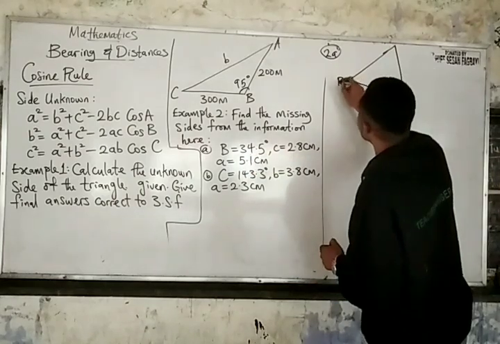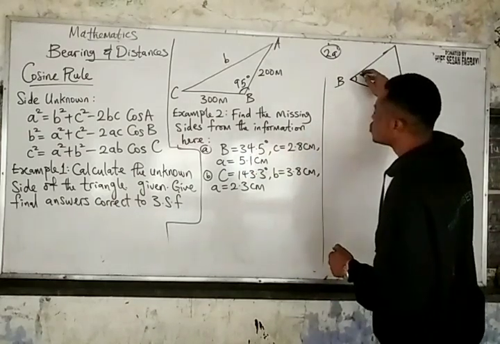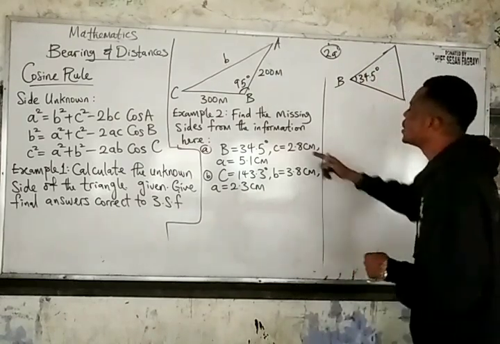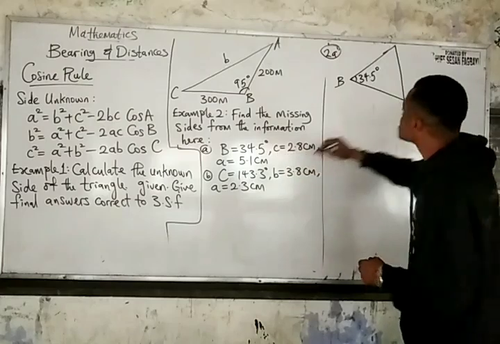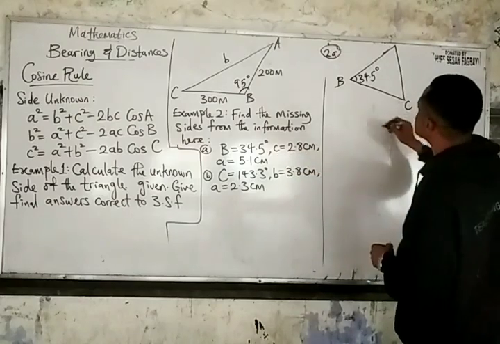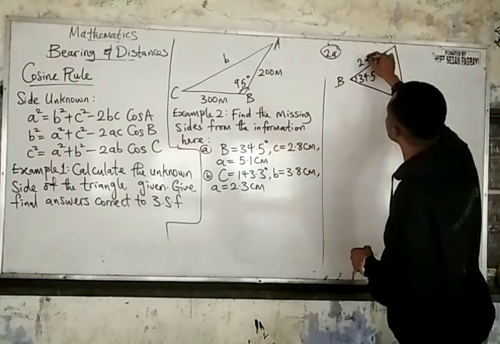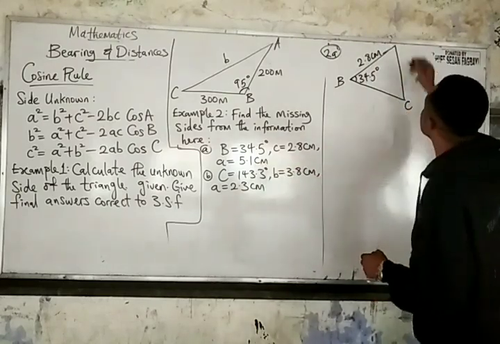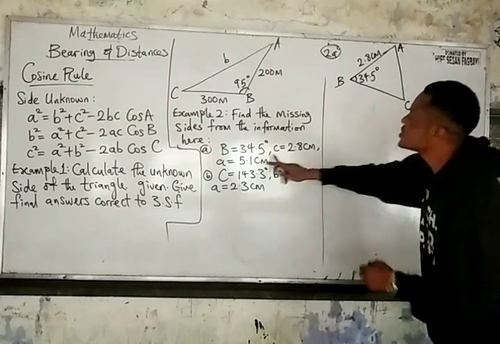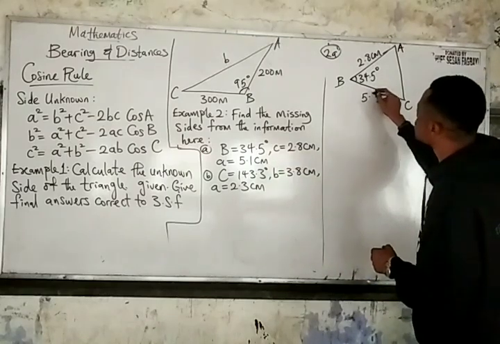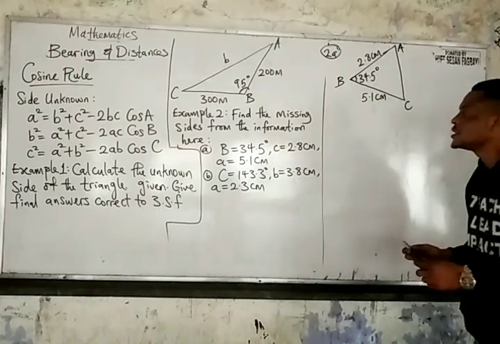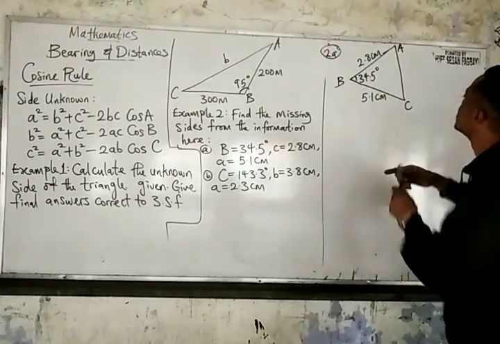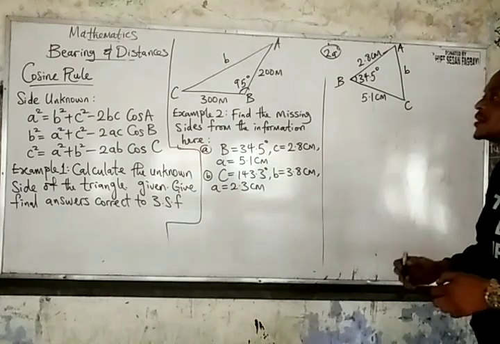And B is given to us to be 34.5 degrees. The small c is given to us to be 2.8 centimeters. And finally, the small a is given to us to be 5.1 centimeters. So we are technically asked to find the side B, this small side b.